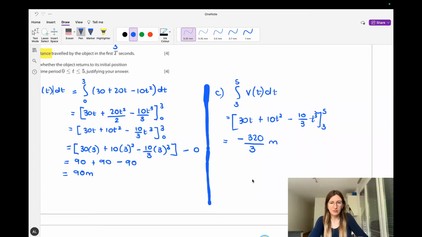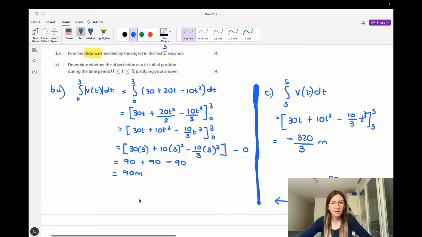So now if on my diagram I'd gone 90 meters that way, and now I'm going 320 divided by 3. What is that? Like if we do 300 divided by 3, so it's just over 100, this number. So I've gone there and now I'm going back. I've gone back more than 100. So yes, I have passed my initial starting point where I started when I go backwards. So the answer to that question would be yes.